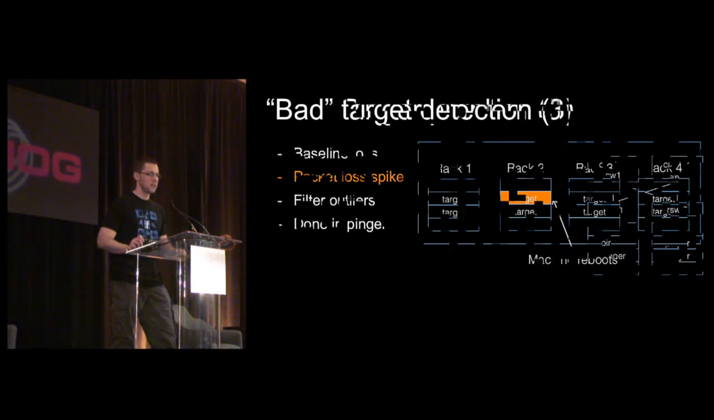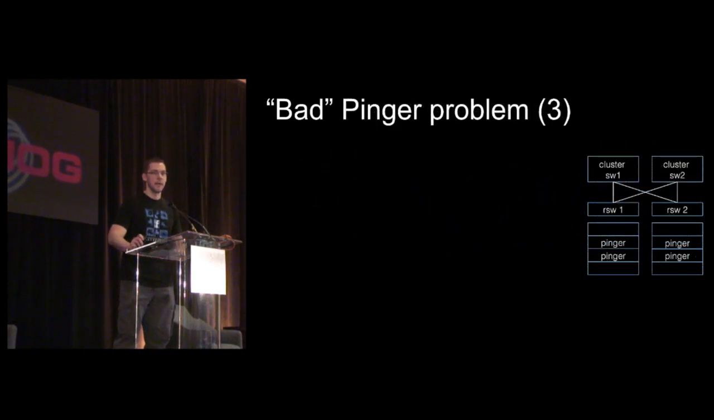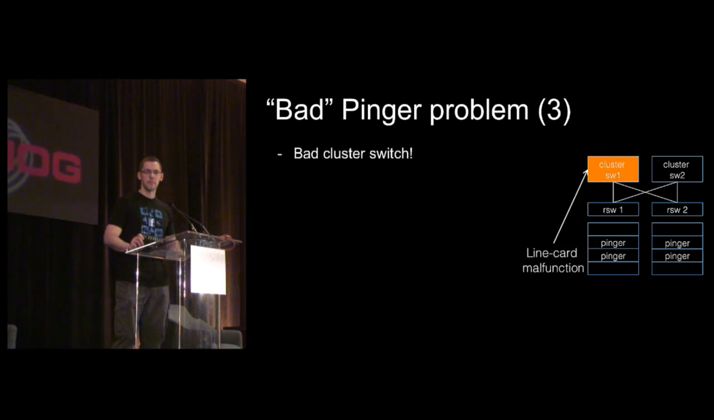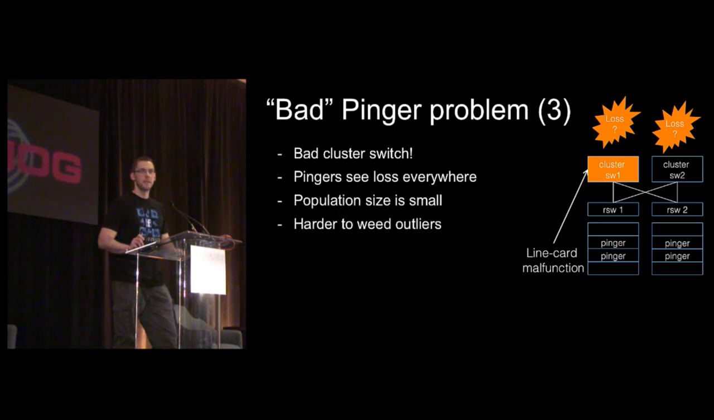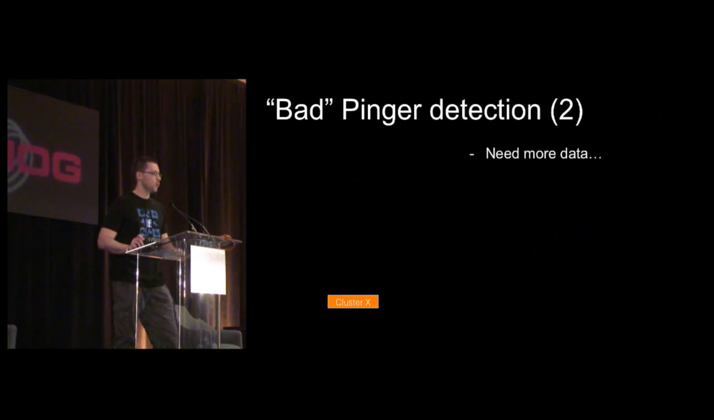Slightly more complicated is a bad pinger problem. If you have a cluster which runs bigger machines, a failure in a cluster switch will make all these guys think that they see packet loss everywhere. And it's hard to remove this because the population of pingers is very small, and you can't really define a baseline of packet loss. To get rid of this, we need more data.